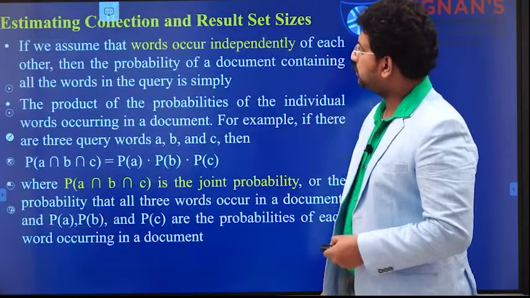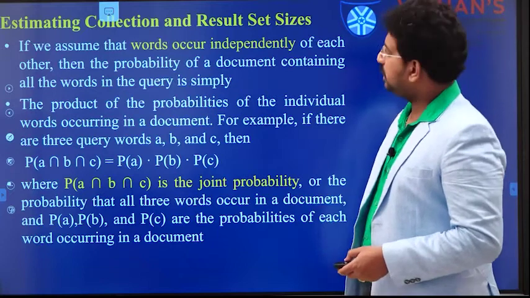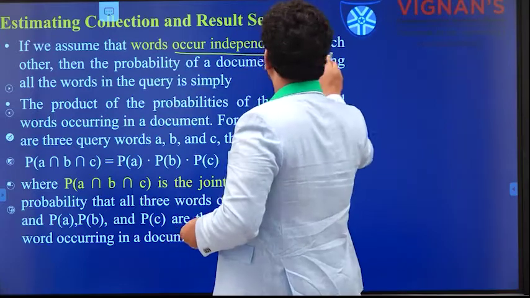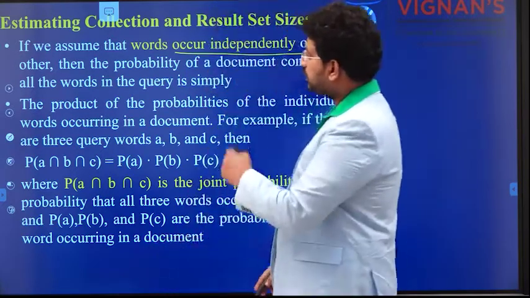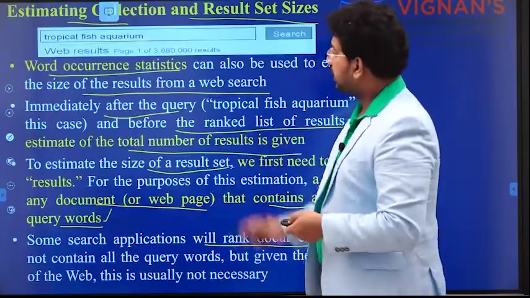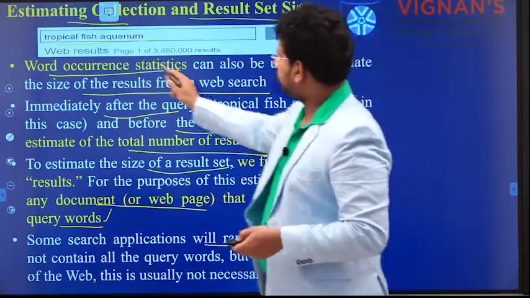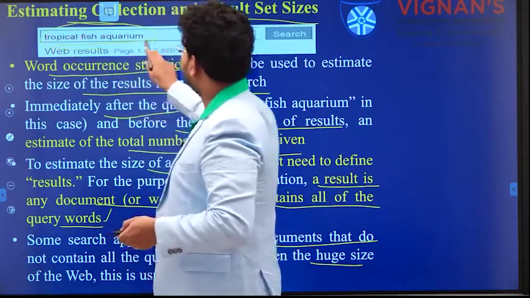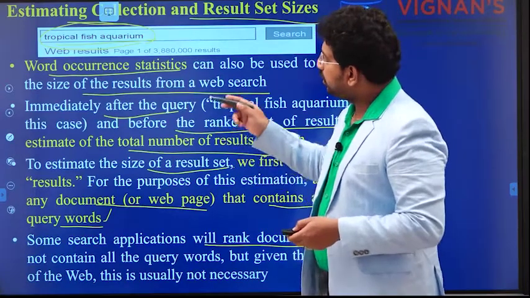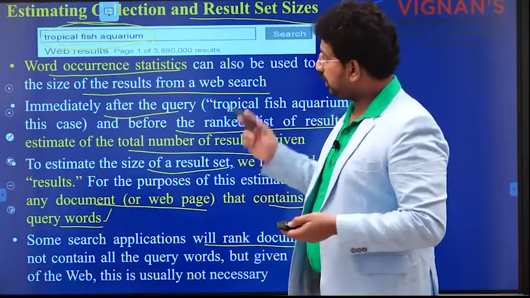Going into some more details about estimating collection and result set sizes, for example, if we assume that words occur independently of each other. As we saw in the previous slide, the query is like a small sentence, a web search query: tropical fish aquarium. As individual words, it consists of tropical, fish and aquarium. They are the three words present in the query.